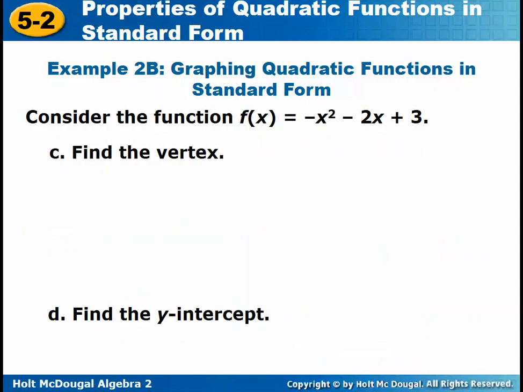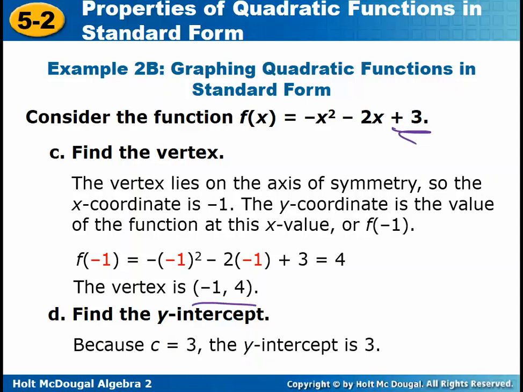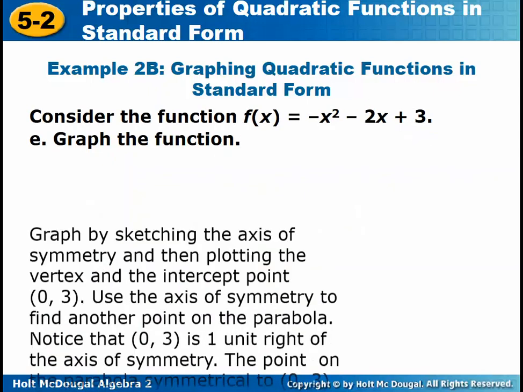Then we find the vertex. We already know the x-coordinate of the vertex is negative 1, so we plug negative 1 into the function and we get 4. So the vertex then is at (negative 1, 4). The y-intercept, that's the easiest part, is just 3. And now we can put those things together to graph the function.